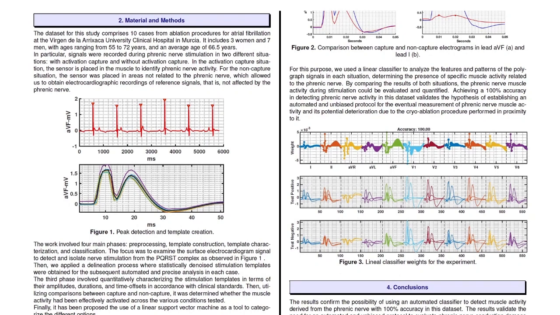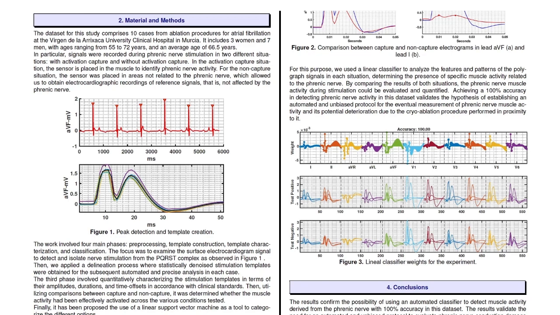The dataset used in this study consists of 10 cases involving ablation procedures for atrial fibrillation at the Virgen de la Arrixaca University Clinical Hospital in Murcia, Spain. Signal recordings were conducted during phrenic nerve stimulation in two distinct scenarios: with activation capture and without activation capture. Activation capture involved placing a sensor in the muscle to detect phrenic nerve activity, while the non-capture scenario positioned the sensor in areas unrelated to the phrenic nerve, enabling the acquisition of an electrocardiographic reference signal unaffected by the phrenic nerve.